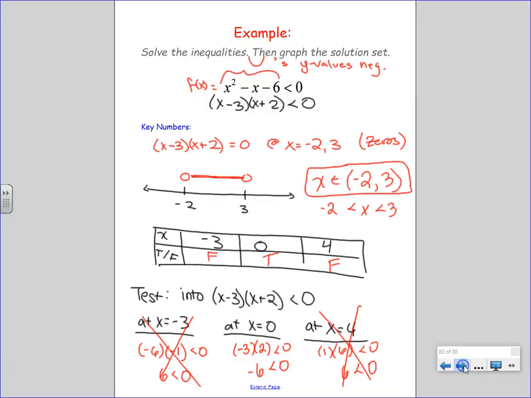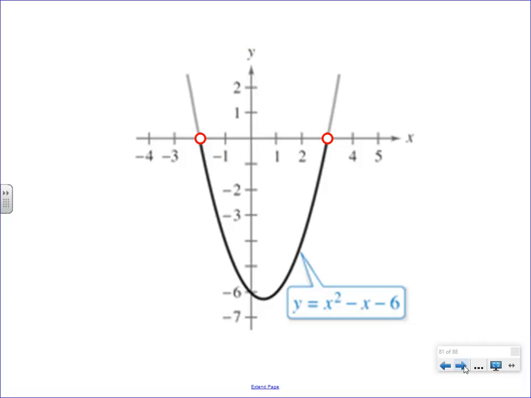Does the graph on the calculator make sense as to why this part of the parabola is in bold? Between -2 and 3, the parabola goes below, which means the y values are all negative. That's what it means. That's what we're actually doing. We're trying to figure out when the y values, or the function values, will be negative.